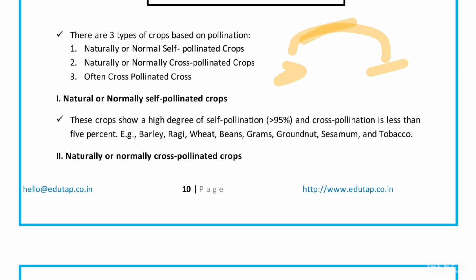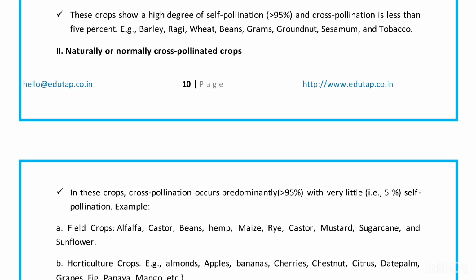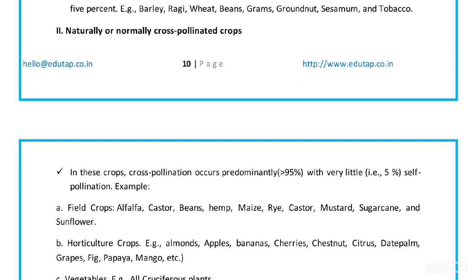The butterfly that is transferring the pollen from one plant to another, that is also this kind of pollination that is known as cross pollination. And all those crops in which such kind of pollination happens are called cross pollinated crops. Examples are castor, beans, hemp, maize, rice, mustard and sunflower. These are all the field crops. Horticultures like almond, apple, banana, cherries.